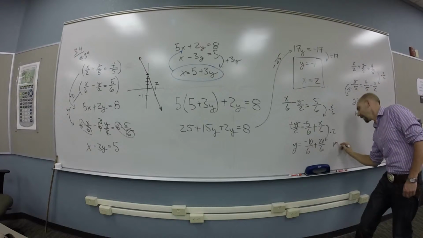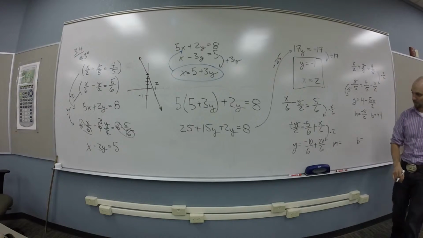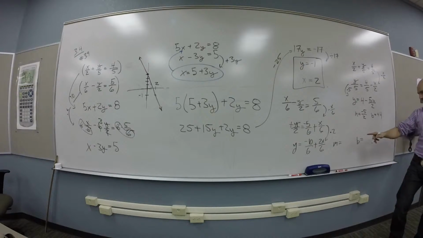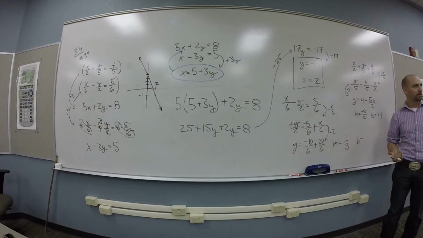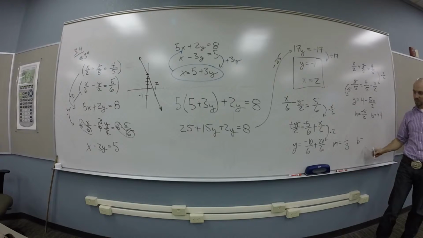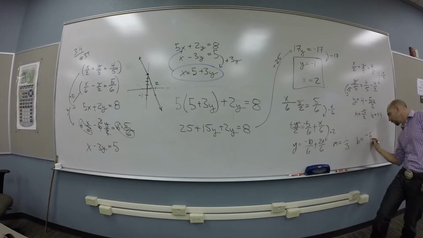So I find out that m is something and b is something. M is 2 over 6. 1/3. Yeah, okay, m is 1/3, 2 over 6, right? It doesn't really matter, it's a slope. So they're the same. And b is negative 5/3.